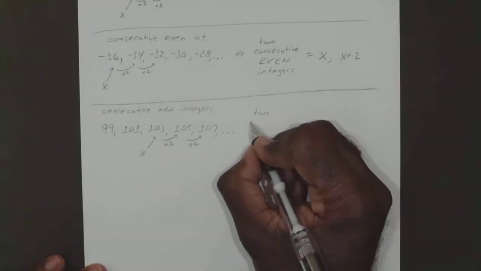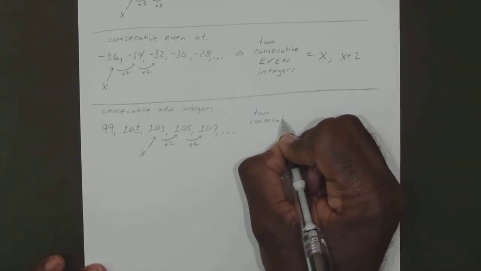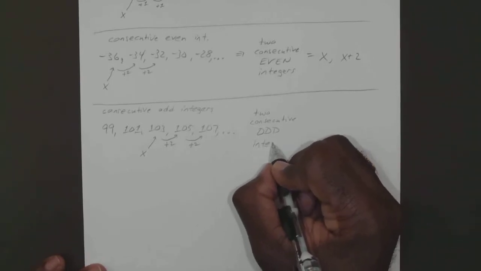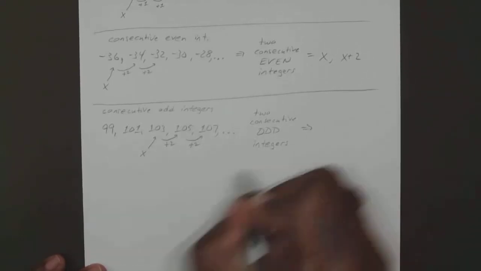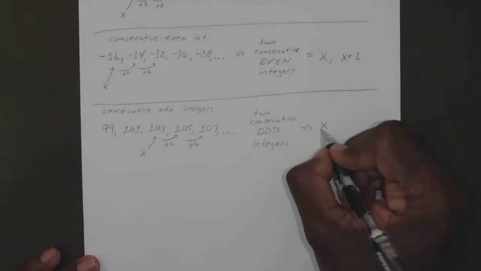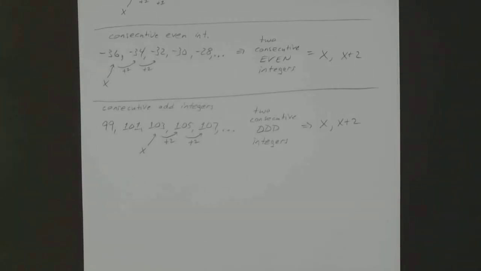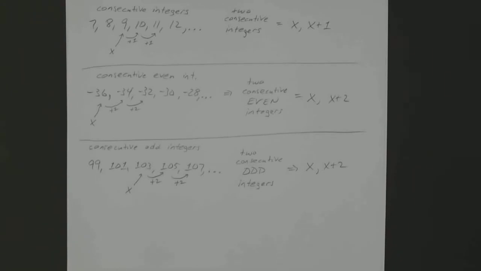So if you have 2 consecutive odd integers, it will be the exact same as the even, where you have some odd value x, and you have to go up 2. Yep, bring that down a bit. All right, any questions on that one? Okay. Leave that up.